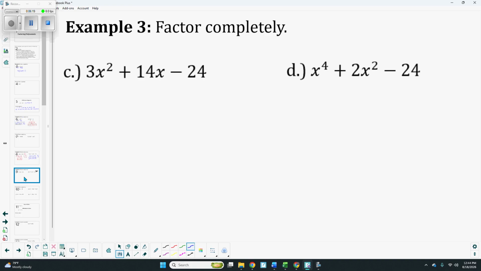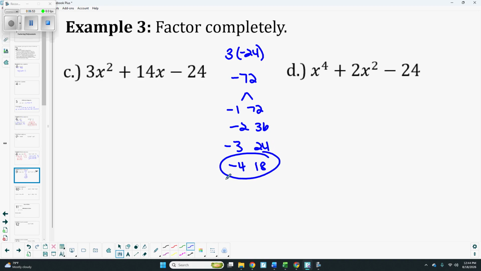Some more together. So for this one, I have a number in front of the x squared, and I cannot take it out of everything, right? 3 does not go into 14 evenly. So there is no GCF in this problem. I'm going to have to do it where I take 3 times negative 24, and I get negative 72. And then I'm going to look for the things that multiply to negative 72 that add to positive 14. If it's positive, I know the bigger number is positive. So like negative 1 and 72, negative 2 and 36, negative 3 and 24, negative 4 and 18. Oh my goodness, that adds to 14.